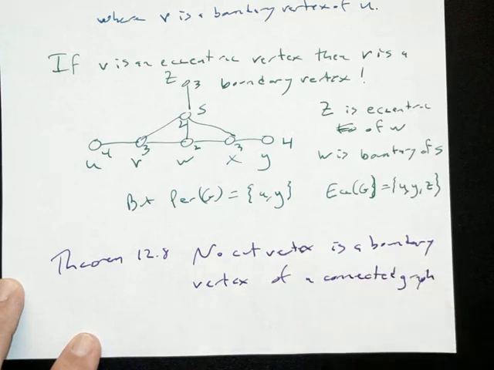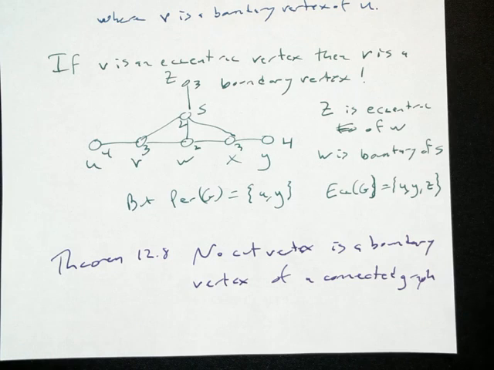Being a cut vertex means you can't be a boundary. Wait a minute. If I can't be a boundary vertex, I can't be eccentric. And if I can't be eccentric, then I can't be peripheral. All cut vertices are excluded from the periphery. Because every peripheral vertex is eccentric, and every eccentric vertex is a boundary. So if it's not a boundary, then negation goes all the way back.